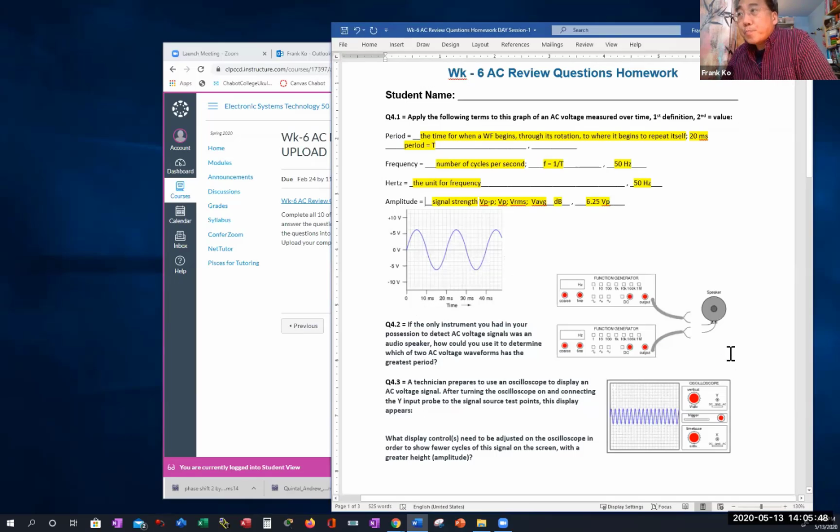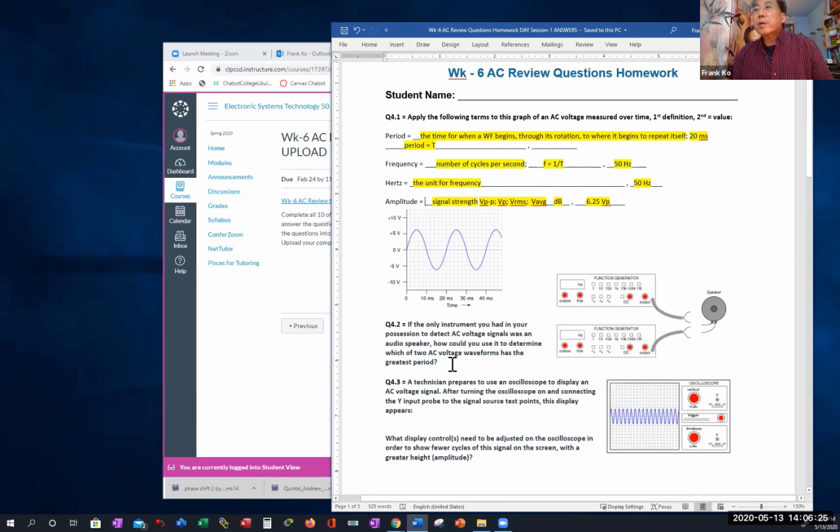Looking at question 4.2, if the only instrument you had in your possession to detect AC voltage signals was an audio speaker, how would you use it to determine which of the two AC waveforms has the greatest period? How would you determine which of the two AC voltage waveforms has the greatest period? That has to do with your definition of period.